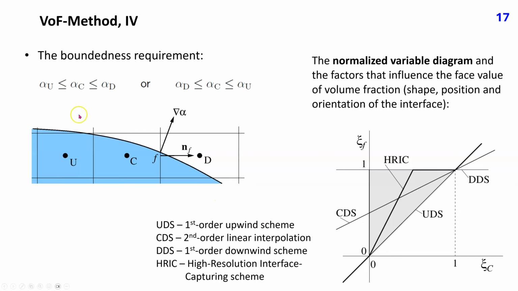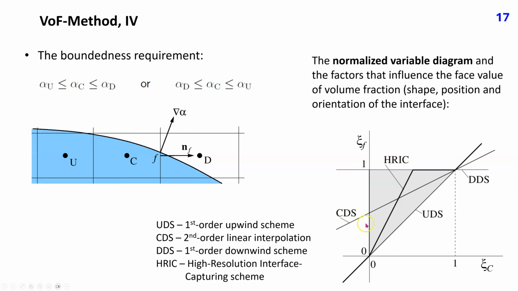This figure shows free control volumes through which the free surface passes. That is, the volume fraction of liquid is smaller than 1 in them. We are looking at the face F of a control volume centered around node C. The center of the neighbor cell on the downstream side is denoted by D, and the center of the neighbor cell on the upstream side is denoted by U. NF is the unit vector normal to the face F at its centroid, and gradient alpha is the gradient vector which, by definition, points in the direction normal to the free surface.